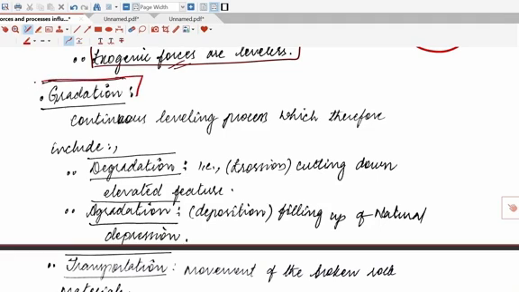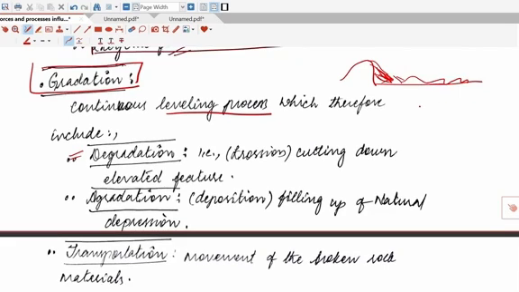Gradation is a continuous leveling process, which therefore includes two types. It is a leveling process which helps in making the land surface flat, whether in some rough kind of area, which helps in leveling the land surface. And this gradation is classified as degradation, aggradation, and transportation.